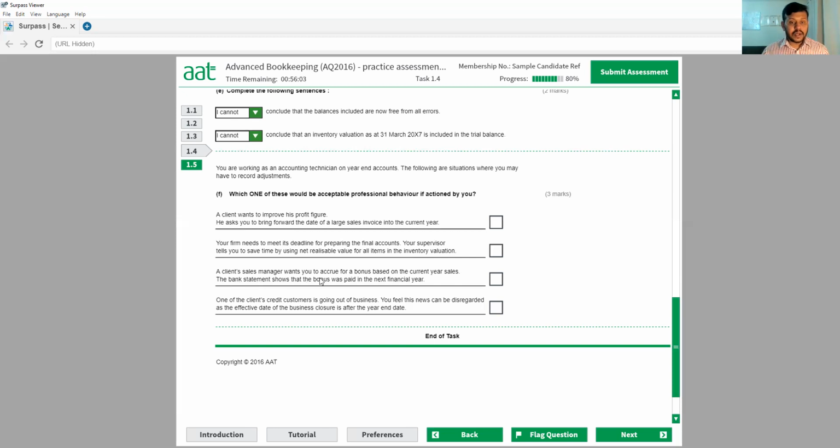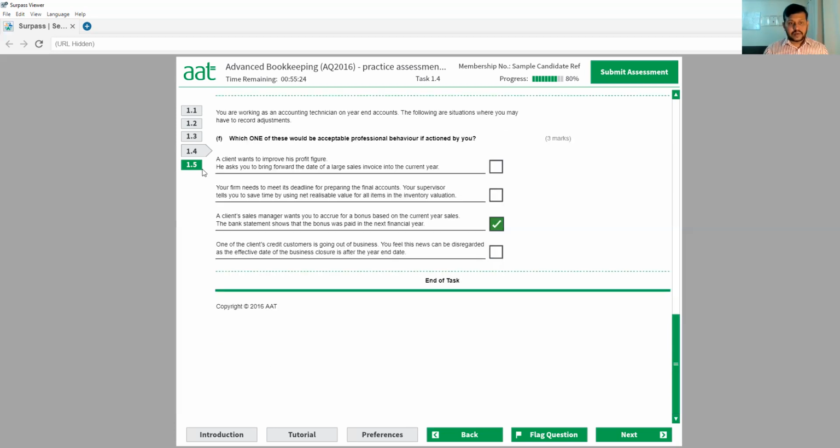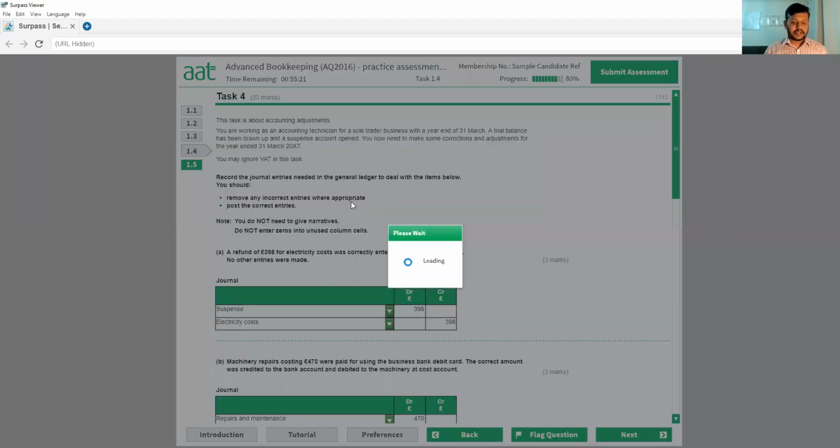A client's sales manager wants you to accrue for a bonus based on the current year sales. The bank statement shows that the bonus was paid in the next financial year. Yes, we can take that one, because if the bonus is already entitled, then obviously I can use this as income even though I did not receive it, because of the accrual concept. So if I'm sure I'm going to get the bonus for this year, I have to account for it in this year even though I receive the money next year. That's how we prepare the accounts. All right, so we found the right one. Let's move to the next one.